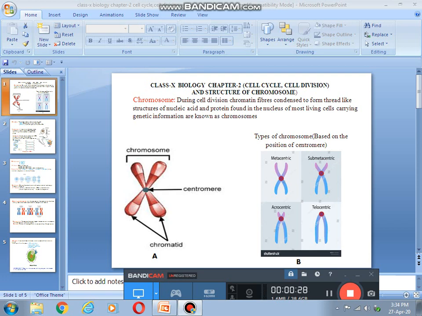Now what is chromosome? You have noticed that the people around you, some of them are having dark complexion, some are having fair complexion, some are tall, some are short, some are having curly hair, some are having straight hair. Regarding eye color, some people are having black eye color, some are having brown color, some are having blue color also. Now all these are characteristics.